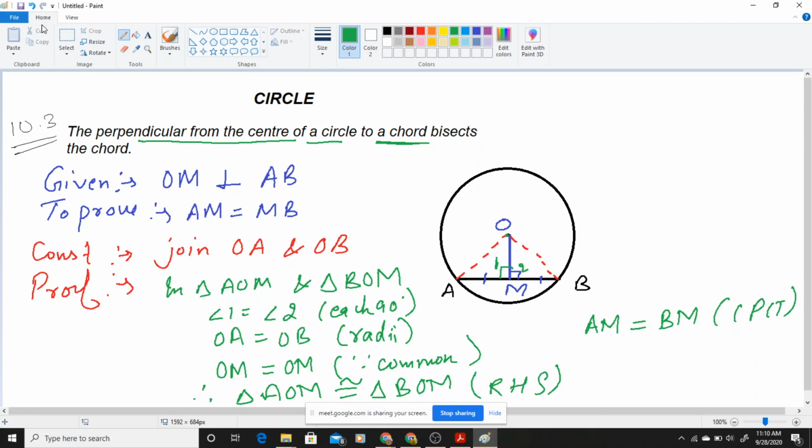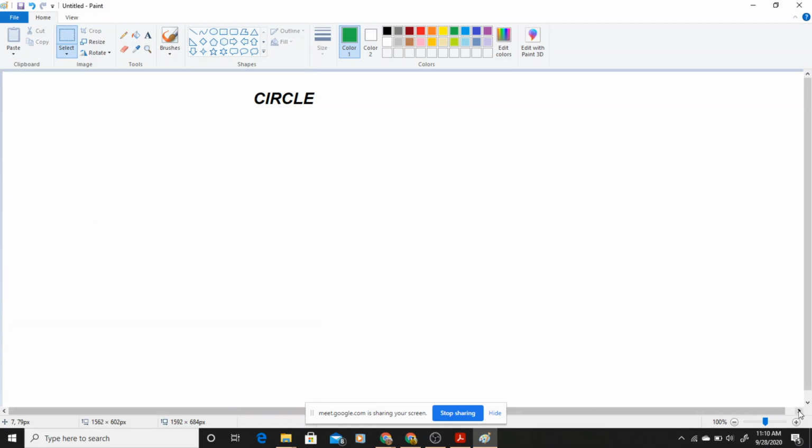Okay, so let's see our next theorem, that is 10.4. See, all the theorems are very important, so never leave any one. एक को भी नहीं छोड़ना है.